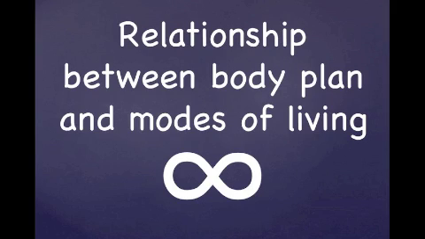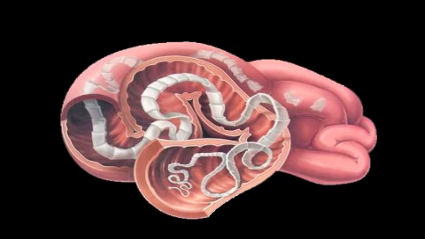The relationship between the body plan of the organism and its mode of living. Taenia solium has a generally flat structure which allows it to live in the smallest of spaces, such as the intestines, but still reach up to 20 meters in length.